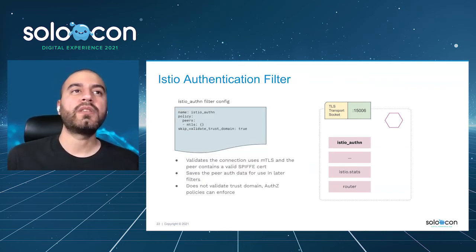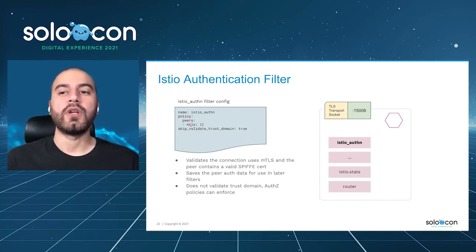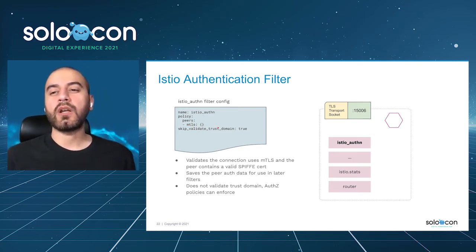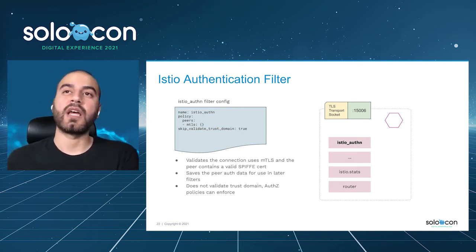This is an example of what the config for that actual filter looks like. The config isn't too interesting. Really, we're just saying there's a policy and we do peers by mutual TLS, more or less. And then there's also the skip validate trust domain. We're not going to go too into this, but it's called out here for completeness, because this is what the config looks like if you were to look at the config for your Istio authentication filter.